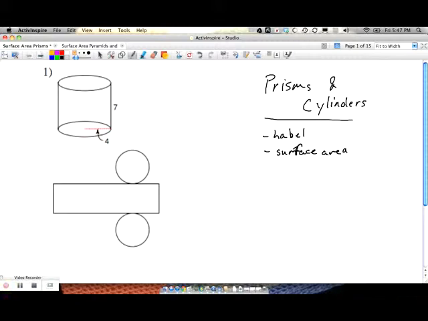Surface area, which is basically the lateral plus, this time there's two bases, so we're going to have both bases. So let's start out with labeling.